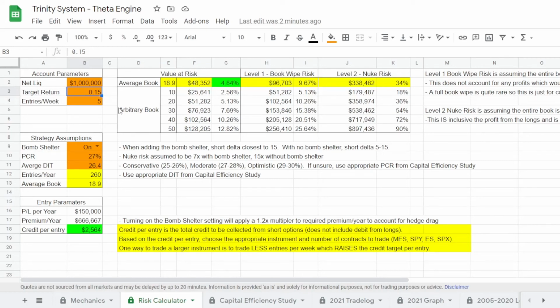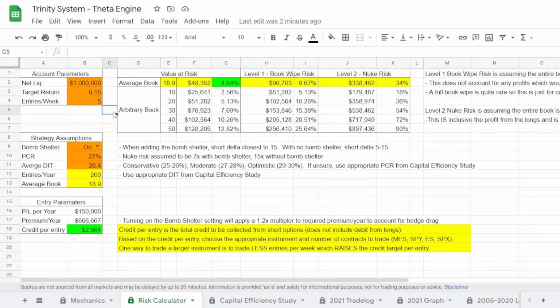So you can no longer use buying power really as a gauge of your risk. You want to use something like this risk calculator with the credit targeting to get a good idea. So a couple quick things before we wrap up. This idea of the entry target, okay?